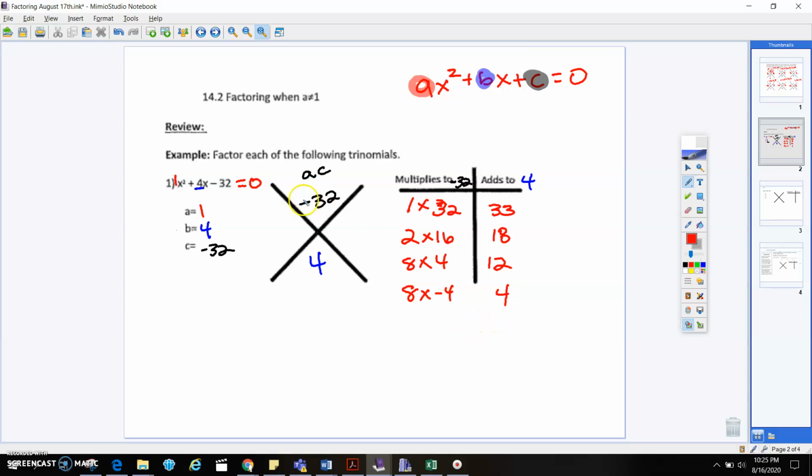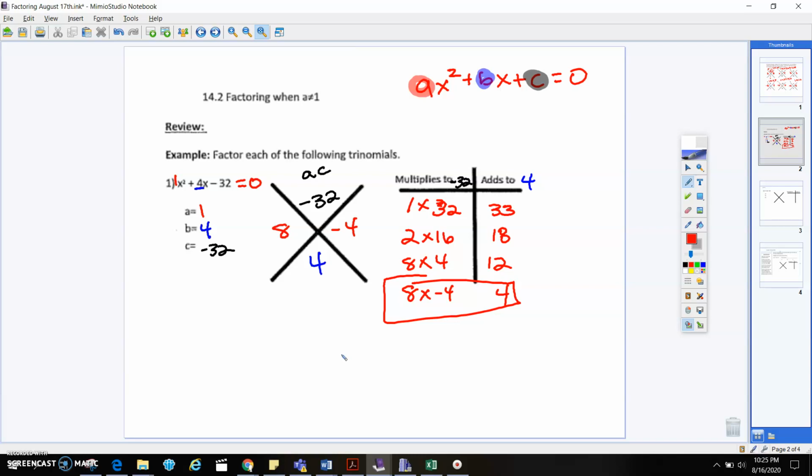Okay, so if you ever have this negative number, one of your factors has to be negative. Okay, so this one's going to work for us. So I'm going to have 8 and negative 4. Okay, so now the next step is a little different from each teacher. I'm going to show you how I do mine.